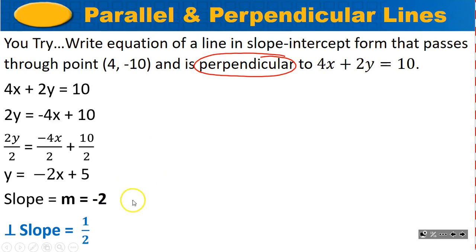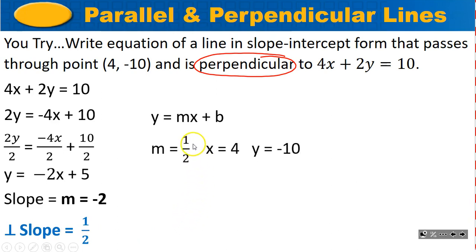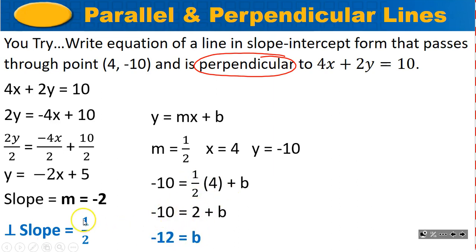Once again, we're going to plug in our x, our y, and our m into the equation. So we have our m is 1/2. That's our perpendicular slope. Our x was 4, our y was -10. Plug these into the equation. 1/2 of 4 is 2. When we subtract that 2, we get -12. So again, we have our slope 1/2 and our new b, which is -12.